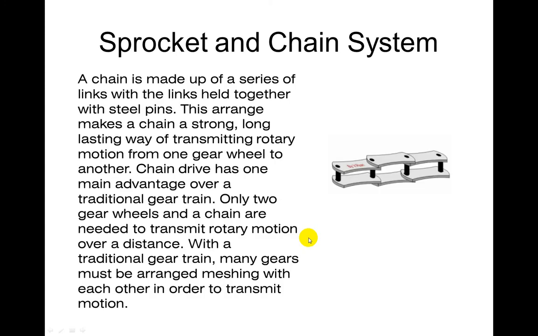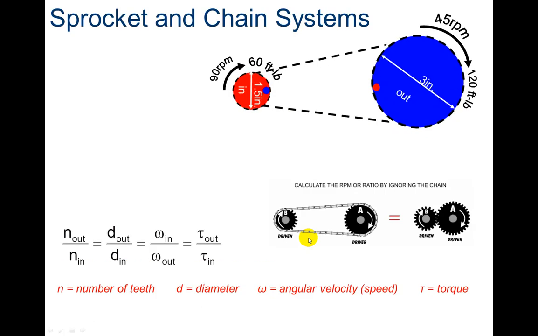A chain is made up of a series of links held together with steel pins. This makes a chain a strong, long-lasting way of transmitting rotary motion from one gear wheel to another. Chain drive has one main advantage over a traditional gear train. Only two gear wheels and a chain are needed to transmit rotary motion over a distance. With a traditional gear train, many gears must be arranged, meshing with each other in order to transmit motion.